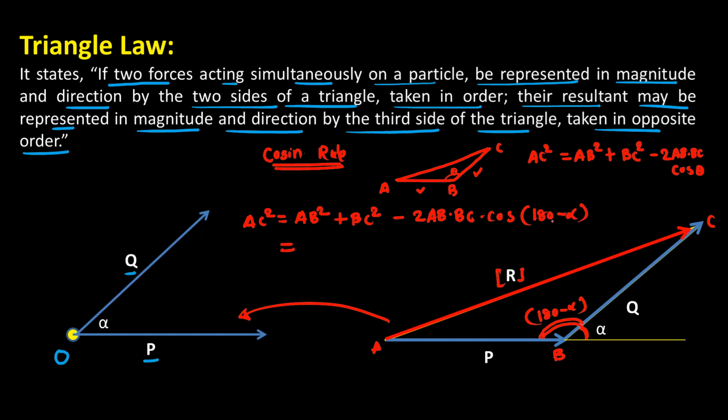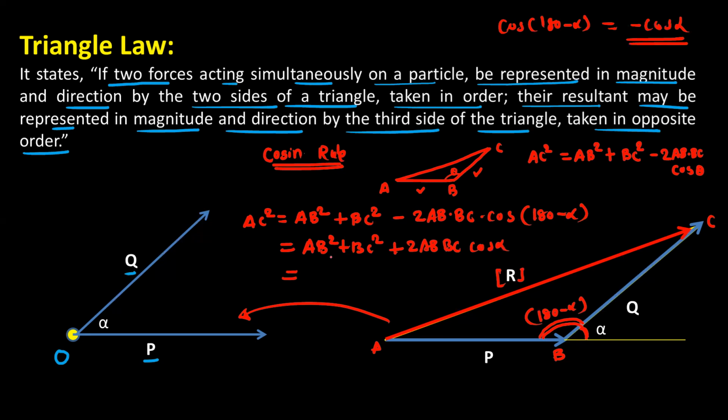So if you take cos(180 − alpha), it becomes minus cos alpha. So it is AB square plus BC square, and minus minus becomes plus, 2 AB BC cos of alpha. Okay. So the basic identity is cos(180 − alpha) is equal to minus cos alpha. This minus and this minus become positive. Now put the values of AB and BC.